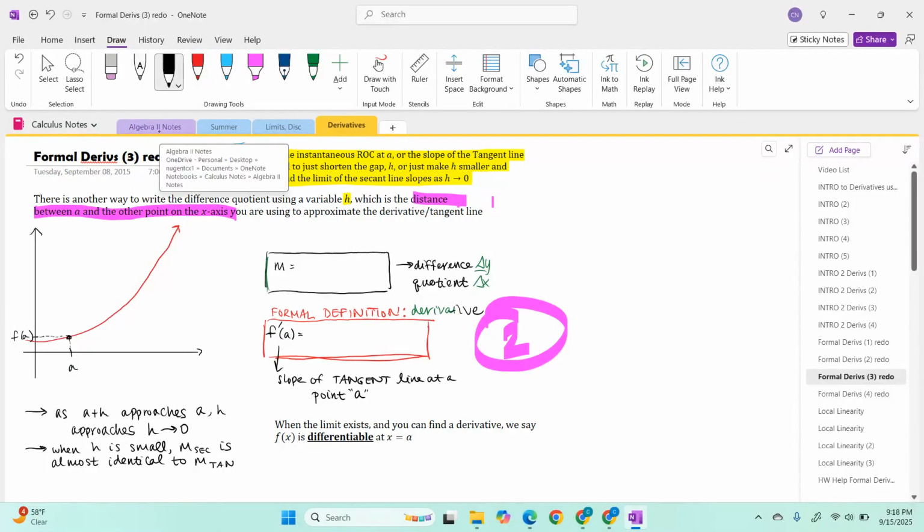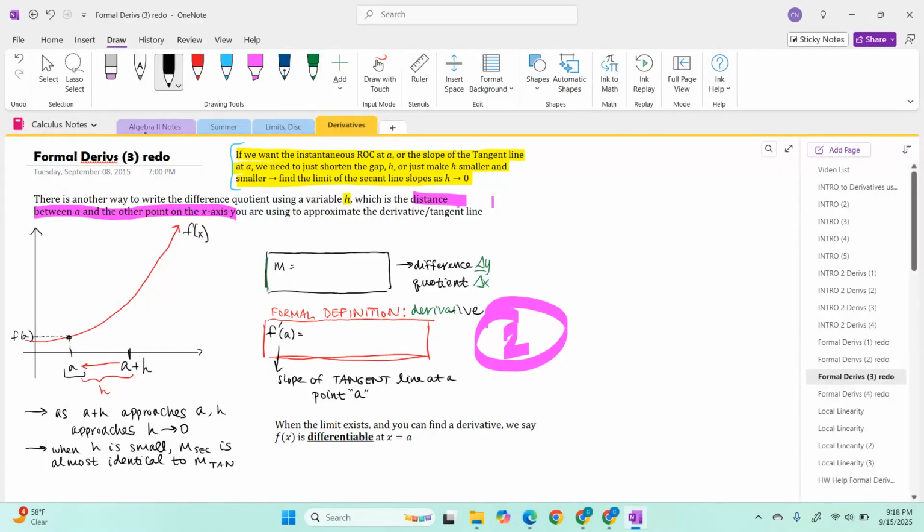So here's how you draw this one, okay? I'm drawing my function. That is what is in red. This is your f of x. I have my point a, which is where you want the derivative. As always, that's where you want the tangent line. Here, instead of calling it x or x1, I'm going to call it a plus h, because the distance between those two is h. And what's going to happen, again, is a plus h is going to approach a.